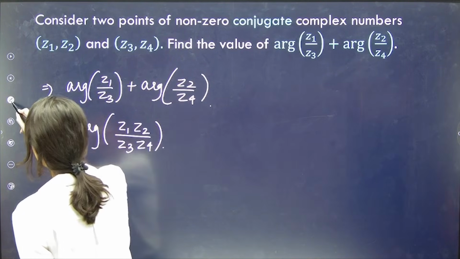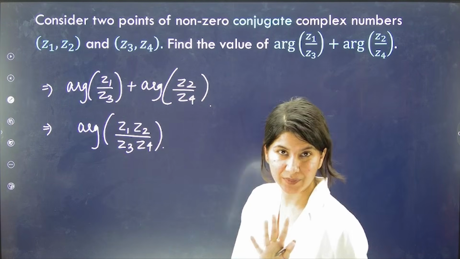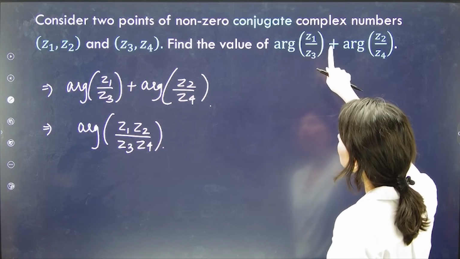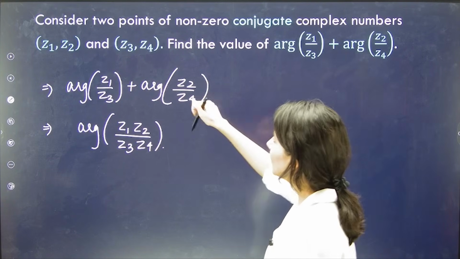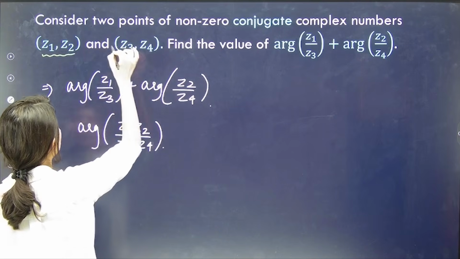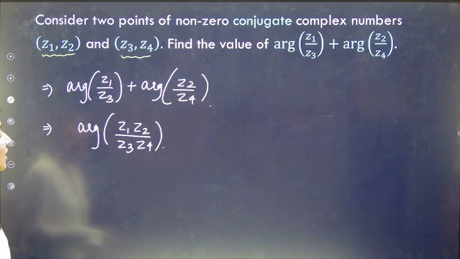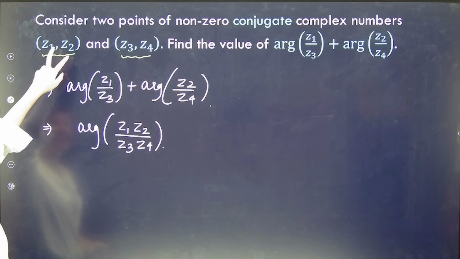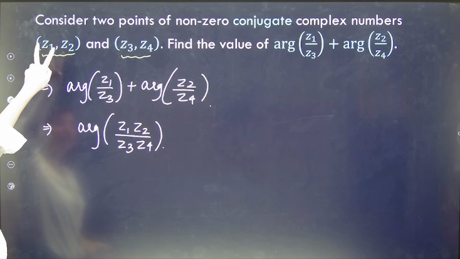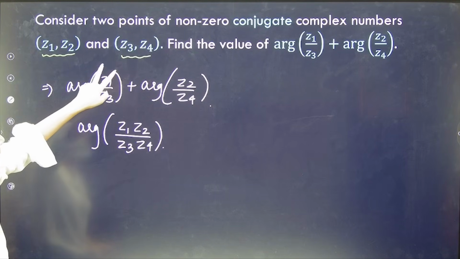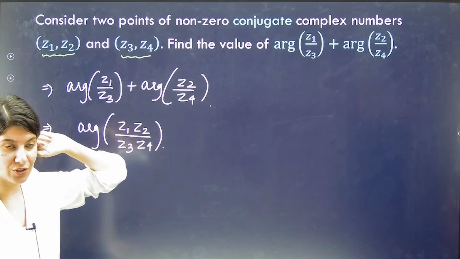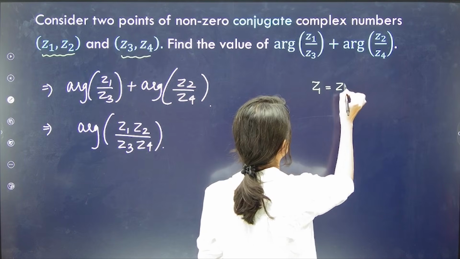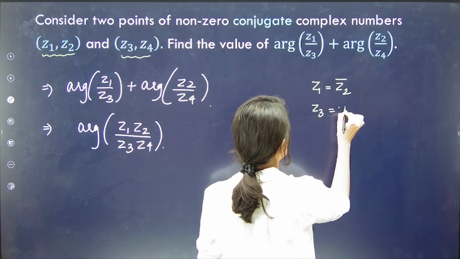Okay. Now the very first statement is a slightly confusing statement. Consider 2 points of non-zero conjugate complex numbers. What does that mean? This is point number 1. This is point number 2. So point number 1 is having two things, z1, z2. So basically, these two are conjugate of each other. Z1 and Z2 are conjugate of each other. Z3 and Z4 will be conjugate of each other, right? So I can just simply write Z1 is Z2 bar and Z3 is equal to Z4 bar.